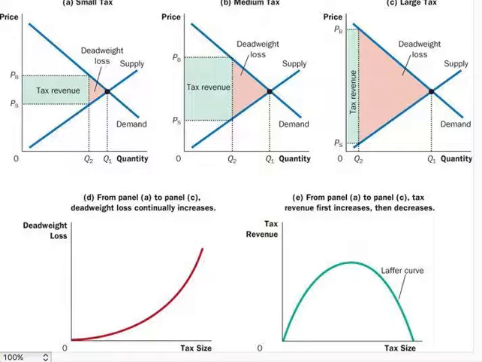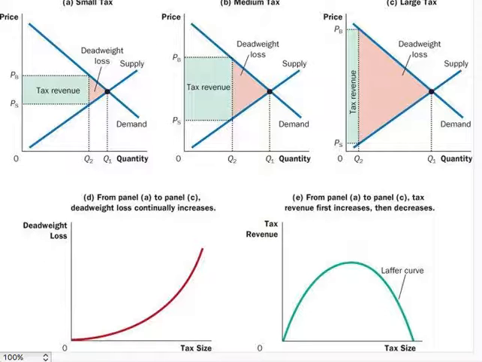This occurs because the deadweight loss is an area of a triangle, and the area of the triangle depends on the square of its size. If we were to double the size of the tax, for instance, the base and height of the triangle double. So when we multiply those together, the deadweight loss is going to rise by a factor of 4.